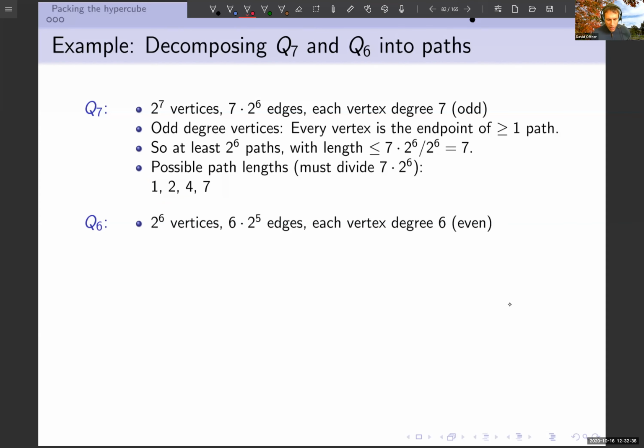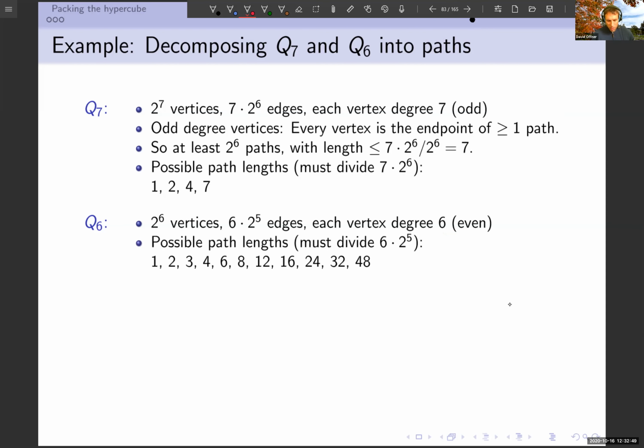On the other hand, for Q6, I do the same calculation. I have 2^6 vertices, 6 times 2^5 edges, each vertex with degree 6. 6 is even, so we don't have this endpoint constraint. The only constraint on the path lengths is that the length must divide 6 times 2^5, so we get a whole lot more paths we need to worry about, including much longer ones. This is why the even case is much harder than the odd case.